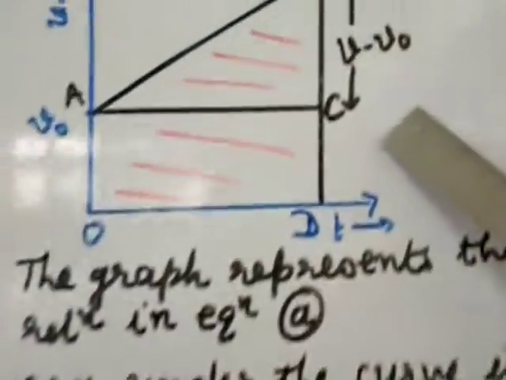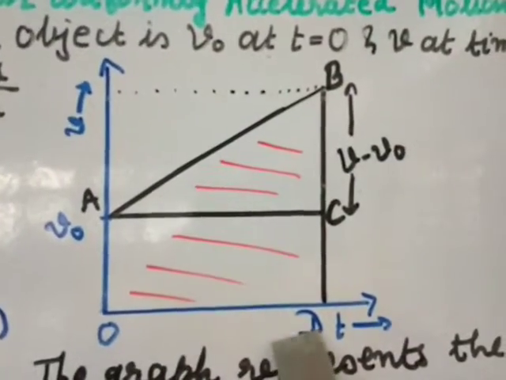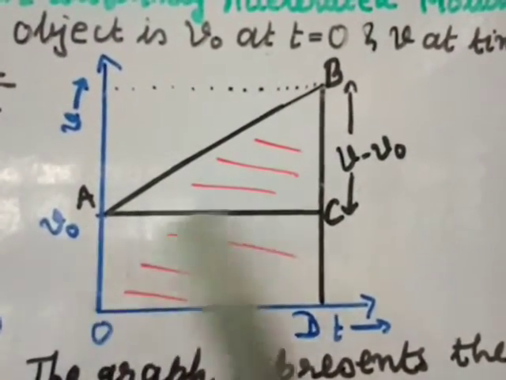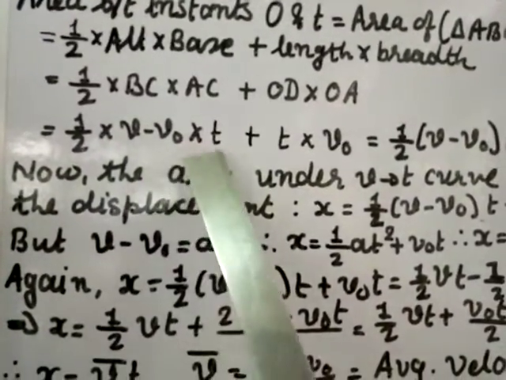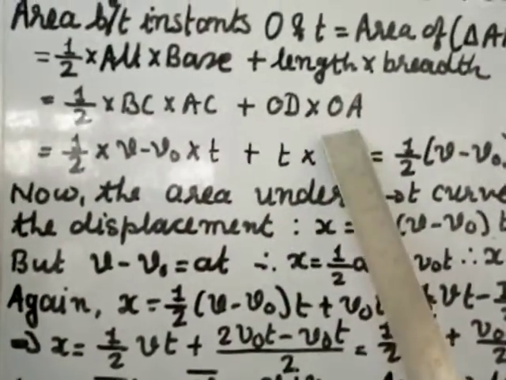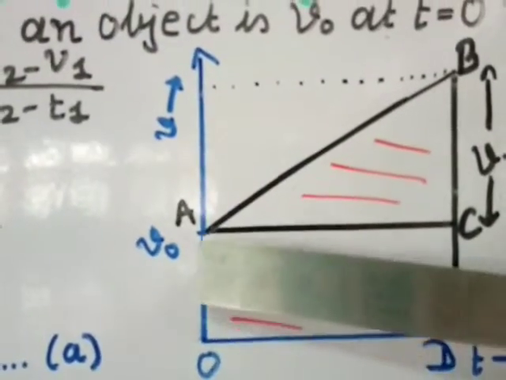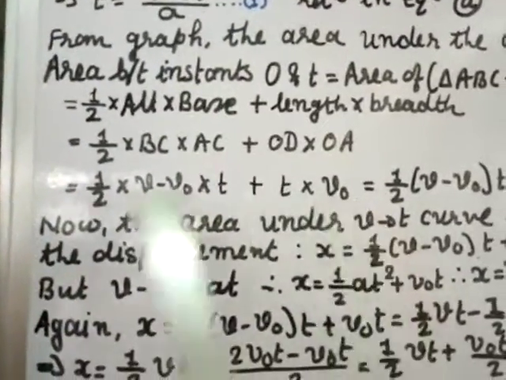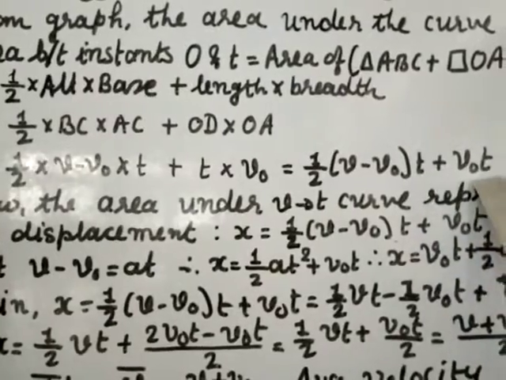BC, we know that value is v minus v0, and AC, as I said, is equal to OD and OD is equal to t, so this value also is t. So I put here 1 by 2 into (v minus v0) into t. OD is t and OA, that is from 0 to v0, so this distance will be v0 minus 0, which gives you v0. So this value is v0. This can be written as 1 by 2 (v minus v0) into t plus v0 t.